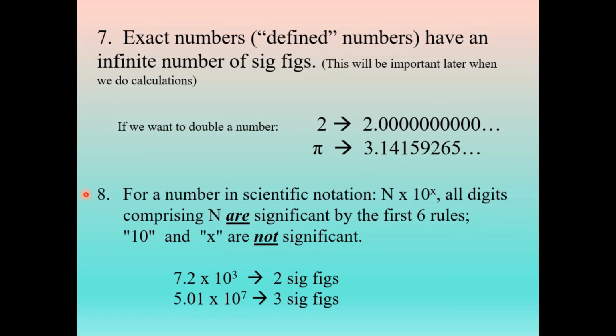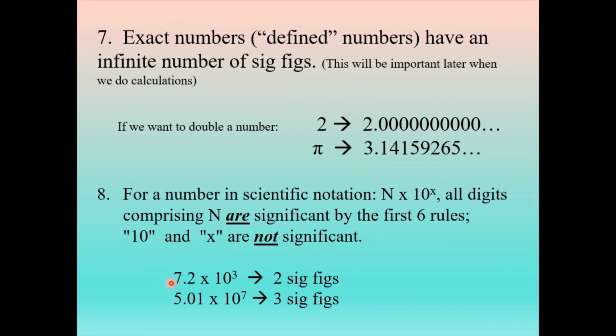Rule number 8 deals with scientific notation. So if you have a number like n times 10 to the x, okay, x is the exponent, the power of 10, and n is this number out in front, then all digits comprising n, the number in front, are significant according to the first 6 rules, all right, that we discussed on the last several slides. The 10 here and the exponent, whatever it is, are not significant.